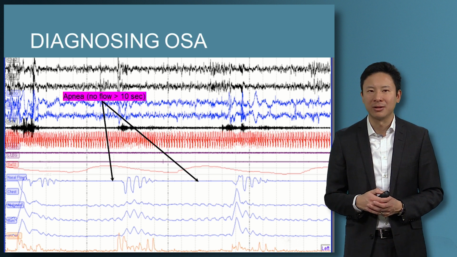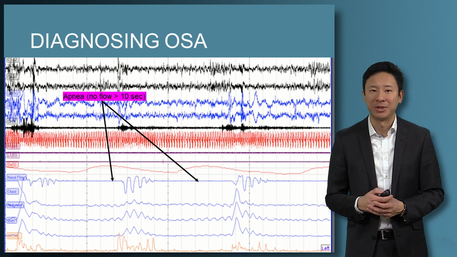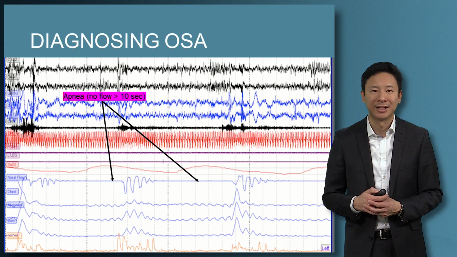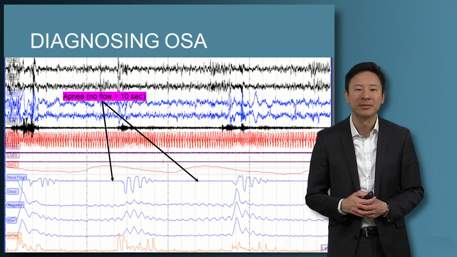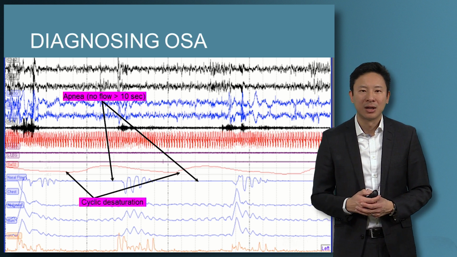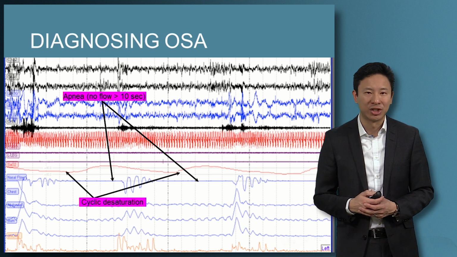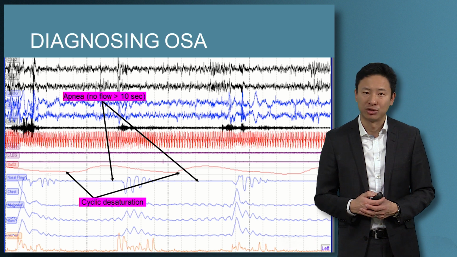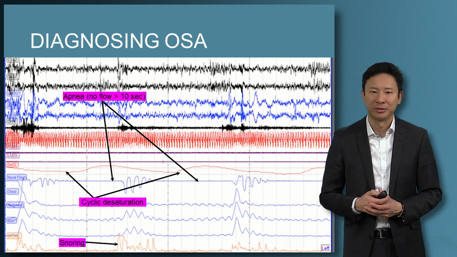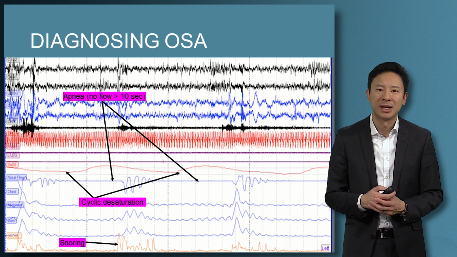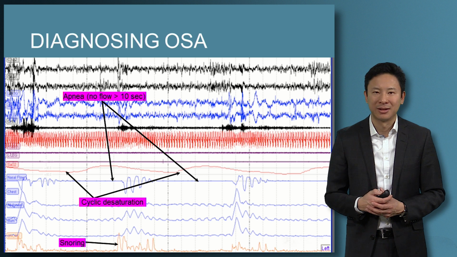The things to note here are that there are some periods of apnea where there is no flow, lasting at least 10 seconds. That's part of the definition of an apnea. We also have some cyclic desaturations in that red oxygen saturation tracing. And there is some snoring in the bottom channel there, the microphone that is picking up the noise. So this is consistent with an obstructive apnea.